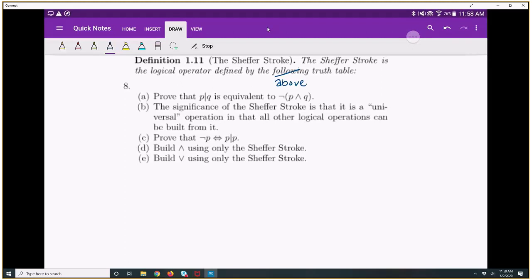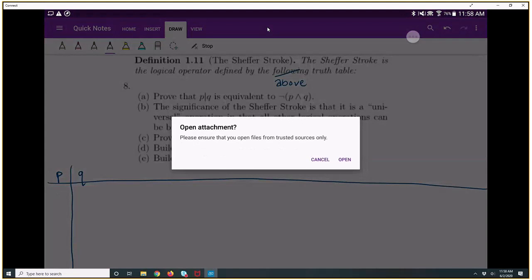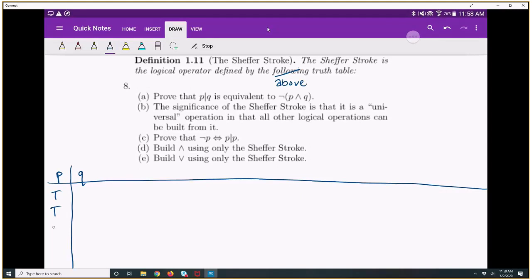So let's start a truth table with two propositions, P and Q. So we'll have 4 rows in our truth table. And we're going to let P be true, true, then false, false, and let Q be true, false, true, false. And above, we are shown that this stroke is going to give us false for true and true, and true everywhere else. So this is its truth table. And we want to prove that it's equivalent to the negation of P and Q.